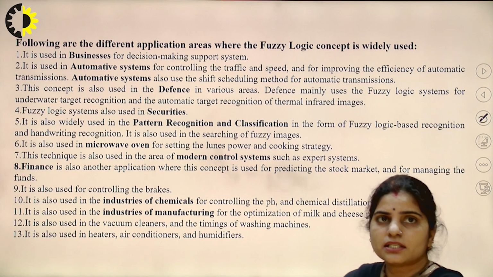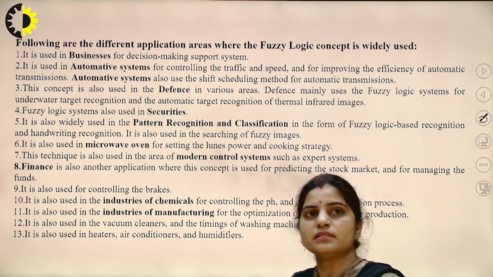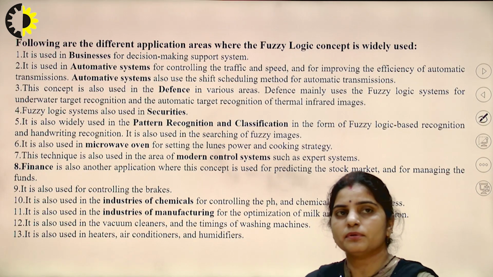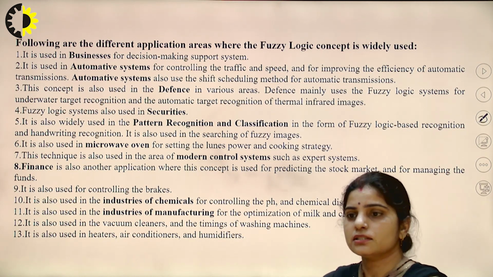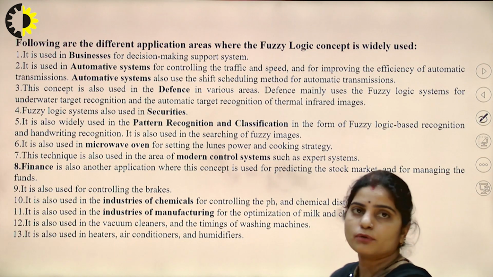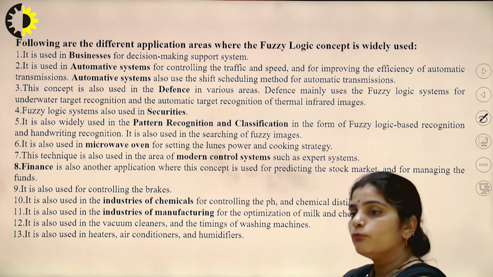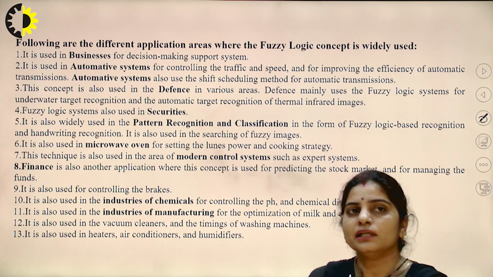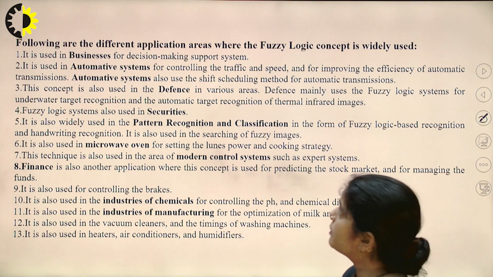Now these are the different application areas where the fuzzy logic concept is widely used. The first one is business, for decision making support systems. Whenever in the business or in organizations we have to take decisions, the decision is a part where you can't declare the solution to a particular problem as a true or false value. If you are taking any decision, you have to tell the accuracy of that decision. So somehow in the form of degree you have to decide the decisions as per the problems. So basically fuzzy logic can be applied in businesses for decision making support systems.